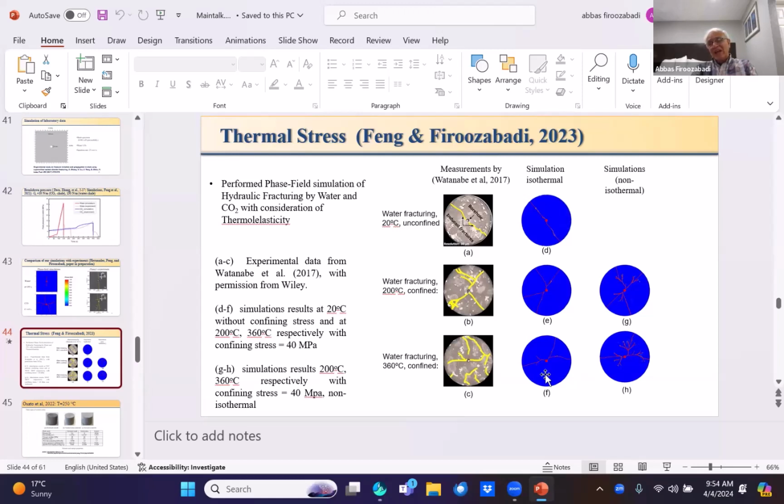This is at higher temperature. At higher temperature, it's easier to break the rock, basically. But we have the thermal stress effect, which I related to the temperature difference, where we get more fracturing or branching, or extensively more fractures.